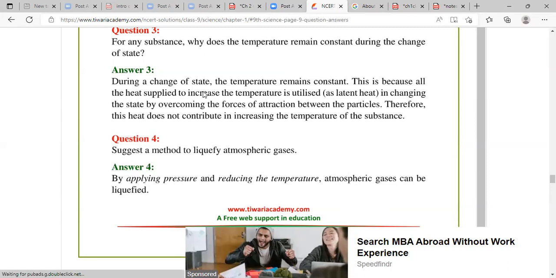Do you want to write the answer for this as well? Okay, because this is an important question. You can write the question, for any substance why does the temperature remain constant during change of state. This is very important, so just write it down. And also this one: how to liquefy atmospheric gases.